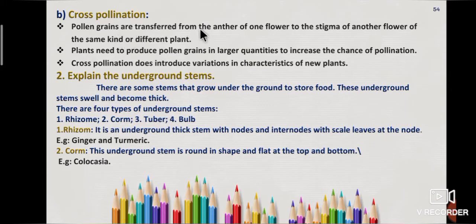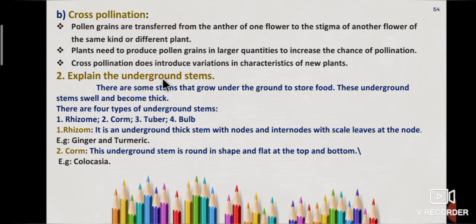Second one, cross-pollination. Pollen grains are transferred from the anther of one flower to the stigma of another flower of the same kind or different plant. Plants need to produce pollen grains in larger quantities to increase the chance of pollination. Cross-pollination does introduce variations in characteristics of new plants.